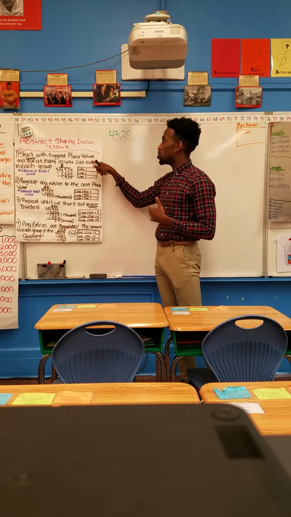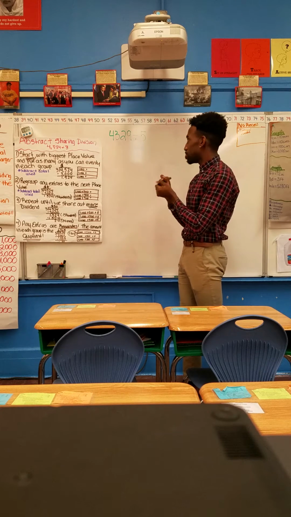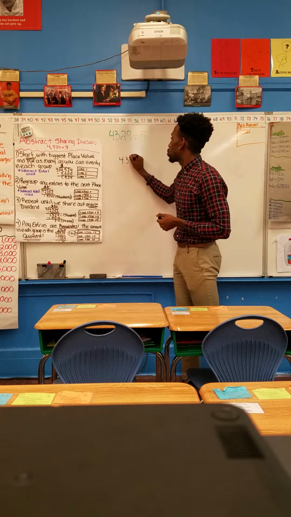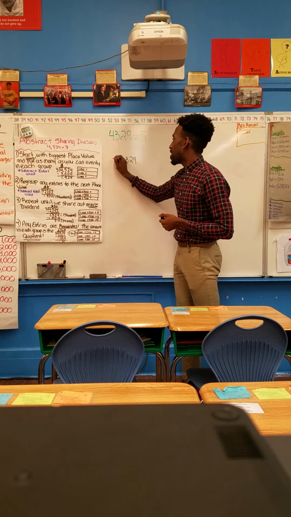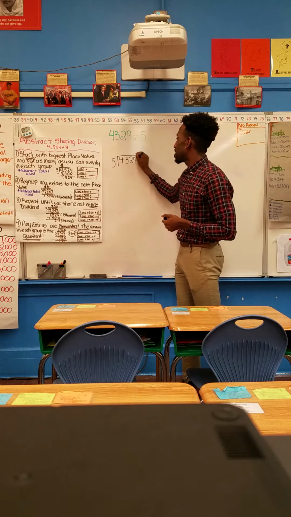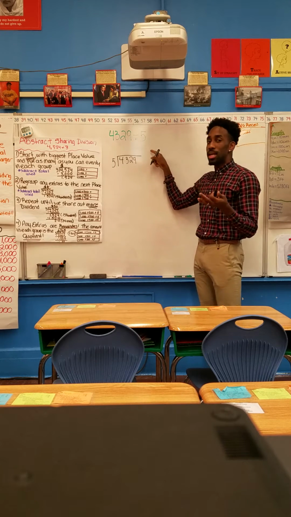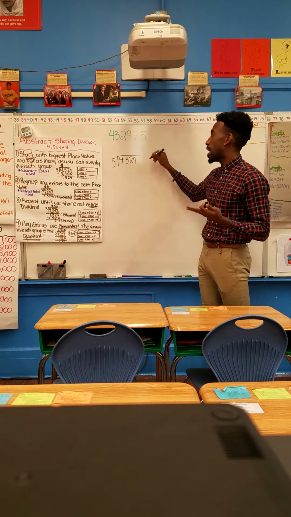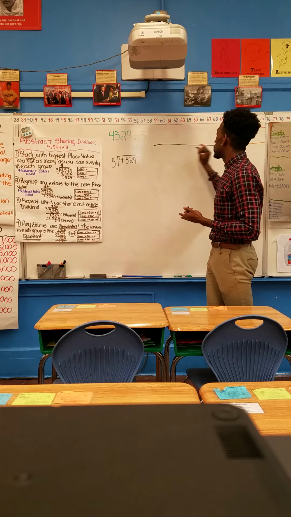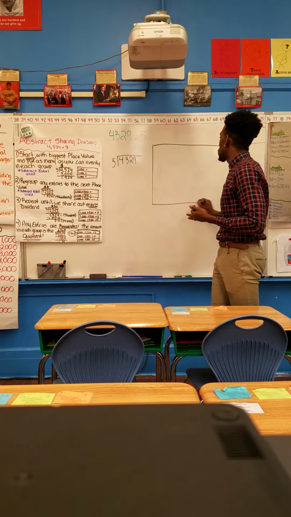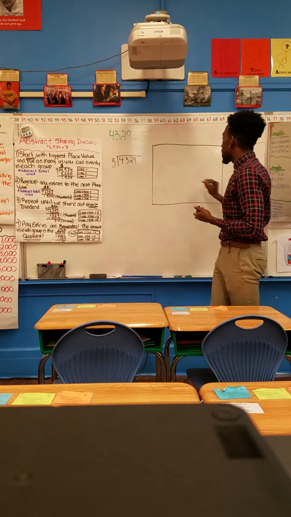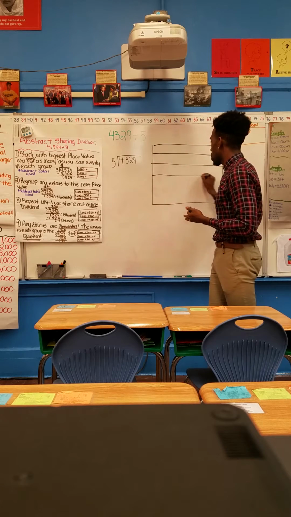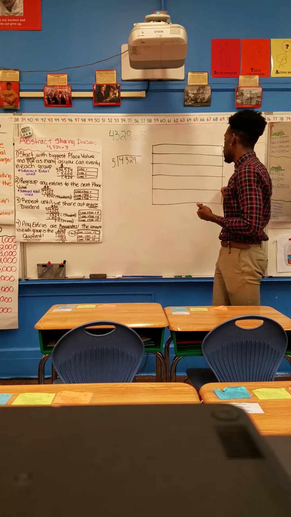So the first thing that I'm going to do is I'm going to set up my dividend, 4,329 divided by 5. And now I'm going to set up my groups. I know that this is my divisor. It tells me that I have 5 groups. So I'm drawing my rectangle. I'm going to divide it up into 5 groups. 1, 2, 3, 4, 5.